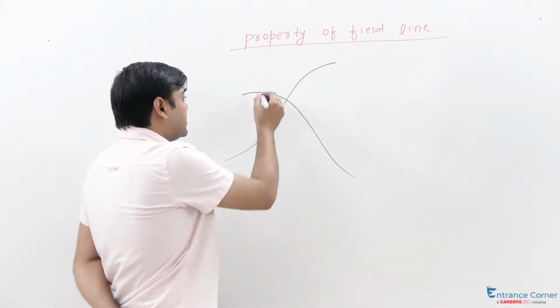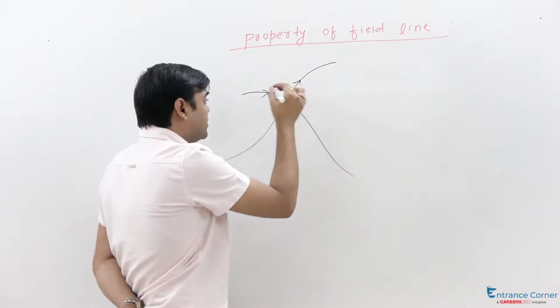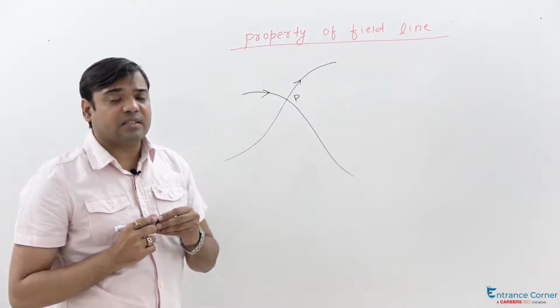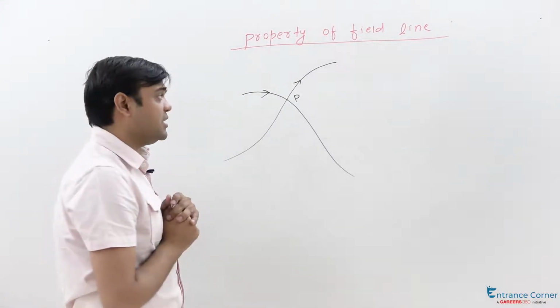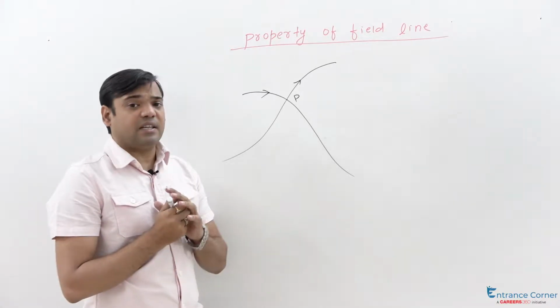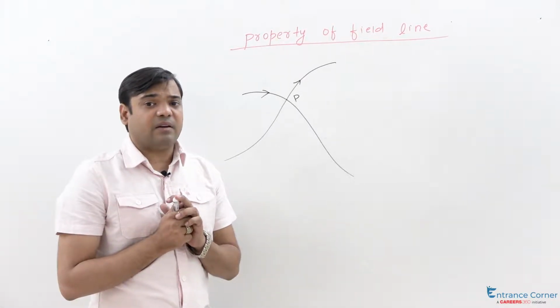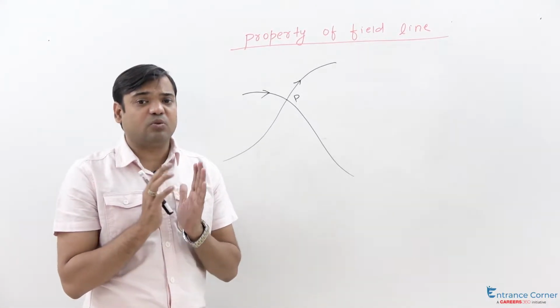So here we can say that these two lines intersect at a point P, but the statement says that two field lines cannot intersect each other. Now what is the reason behind that? The reason is very simple: the electric field at any point can have only one direction. It can never have more than one direction.